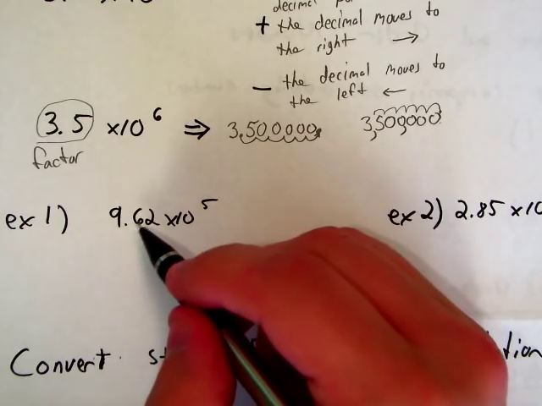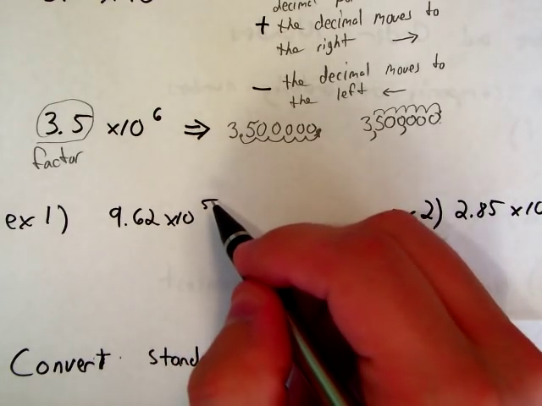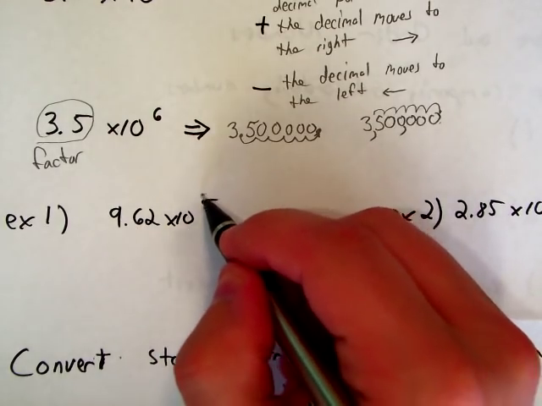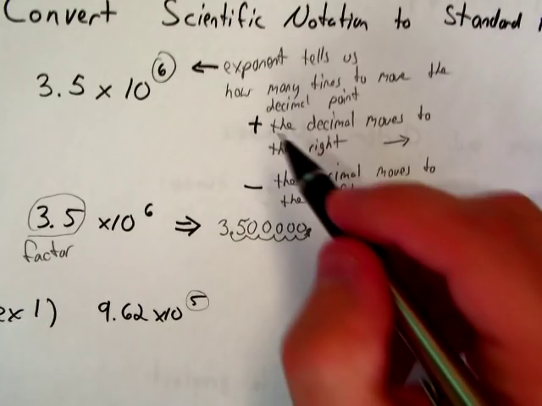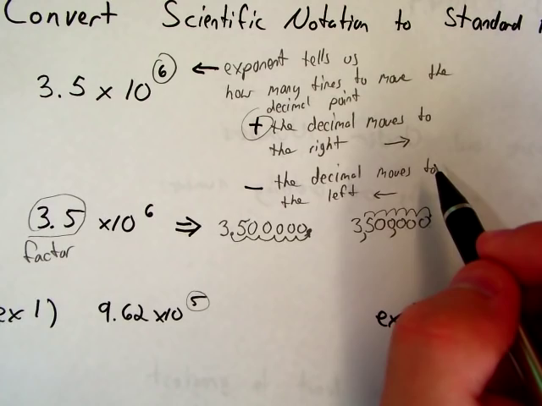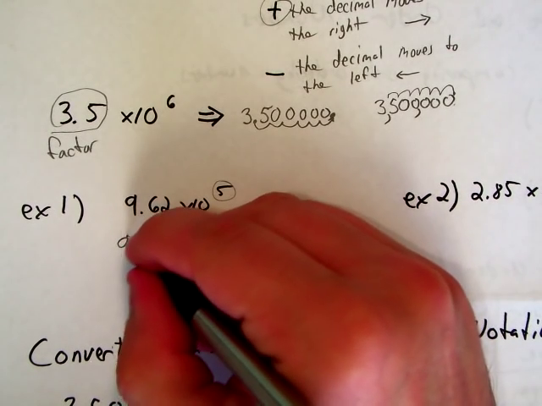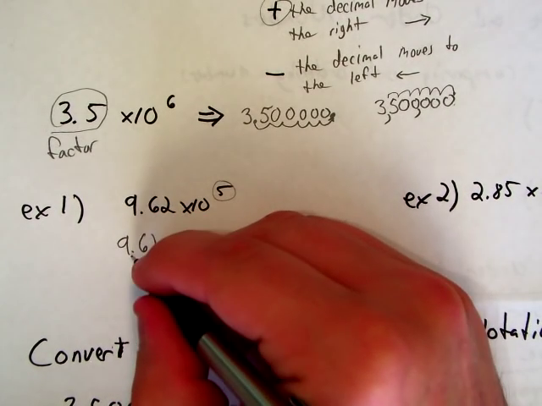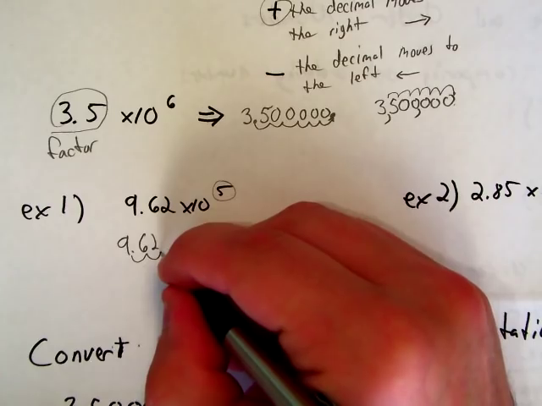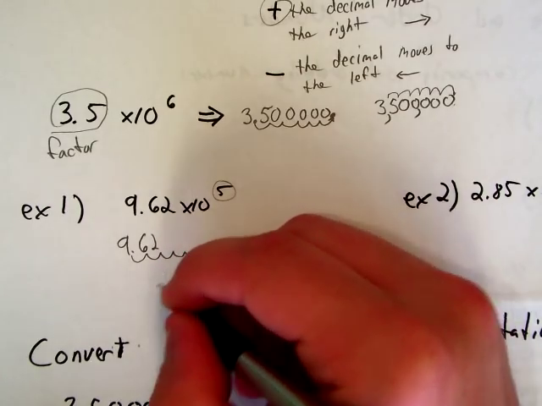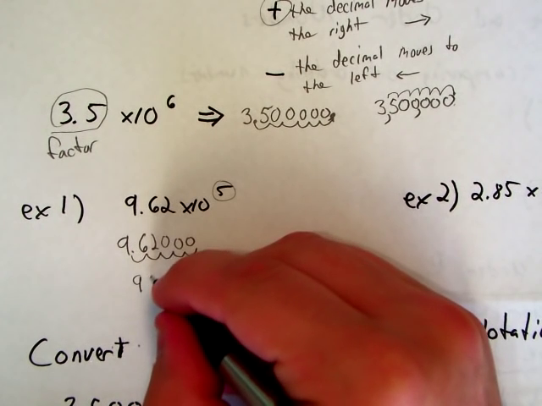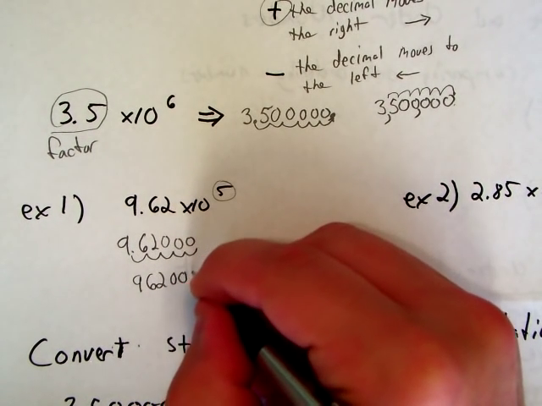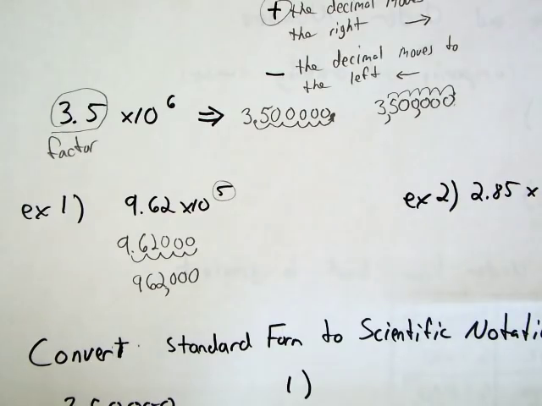So, example 1, 9.62 times 10 to the 5th. The exponent is 5, so we move it 5 places. The exponent is positive, so we move it to the right. So 9.62 moves 1, 2, 3, 4, 5. Fill in those last places with zeros, so it's 962,000.